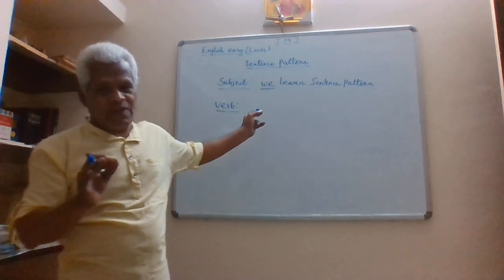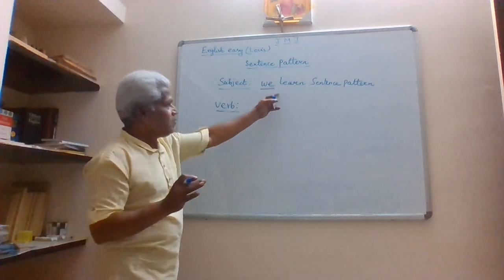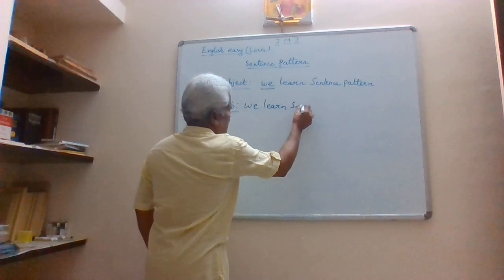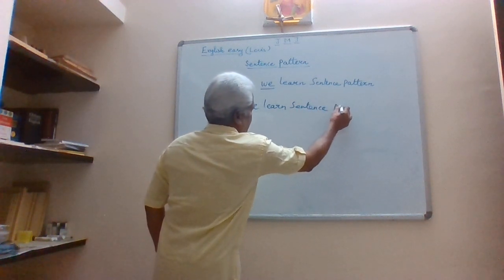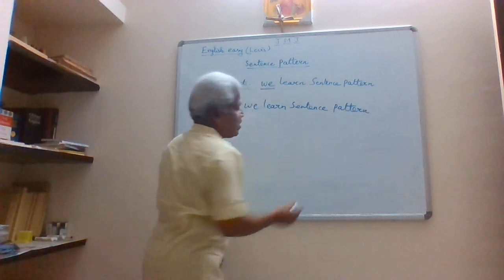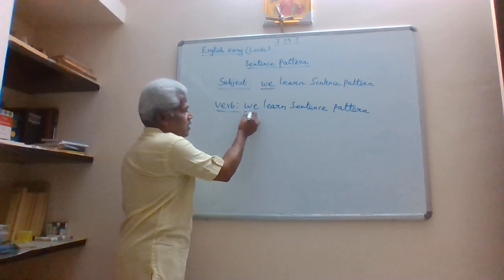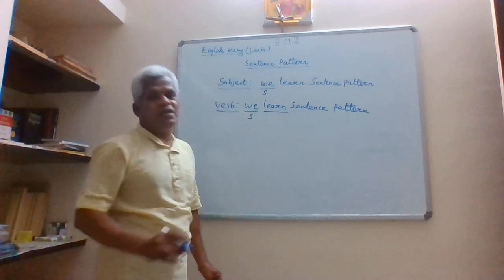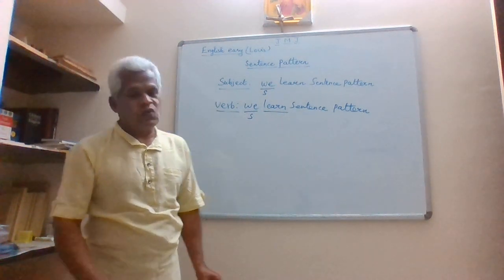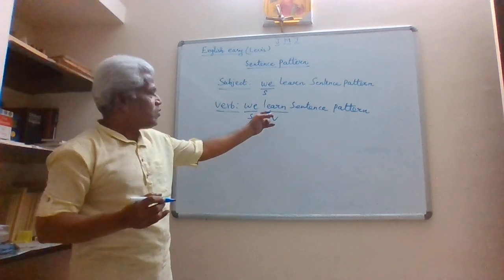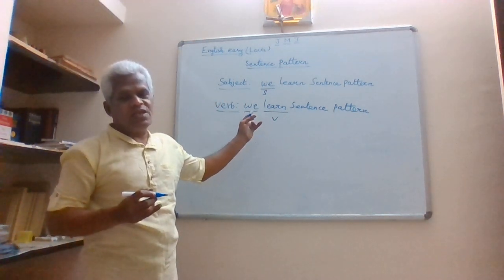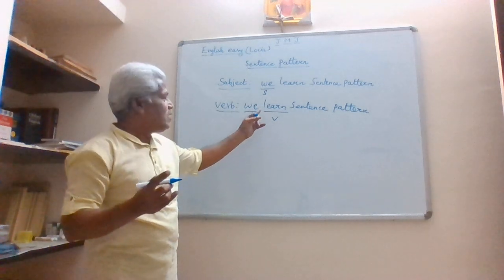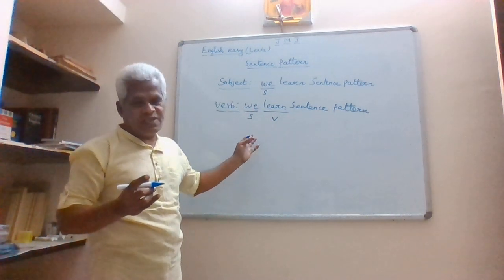In fact, let me write the same example that I wrote for the subject. See, we learn sentence pattern. Well, we already know that we is a subject here. And this is the action word learn. Learn is known as a verb there because this particular word tells what the subject is doing. Clear? So, the verb tells you what the subject does in the sentence.